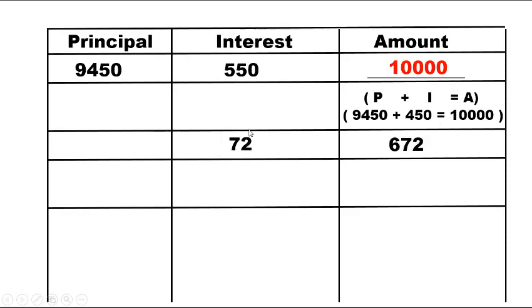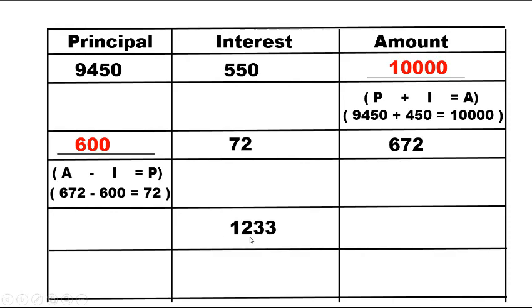72, interest is 72, amount is 672. Then what is the principal? Amount minus interest is equal to principal. 672 minus 600 is equal to 72 rupees. Amount minus 72 is equal to 600.